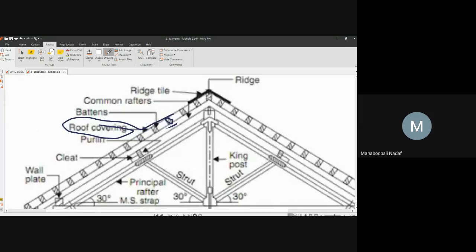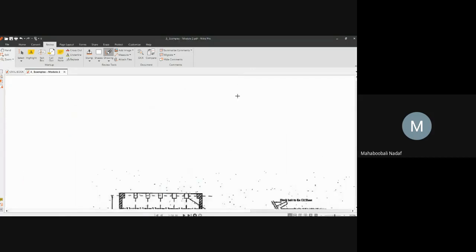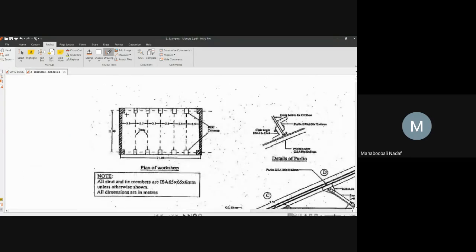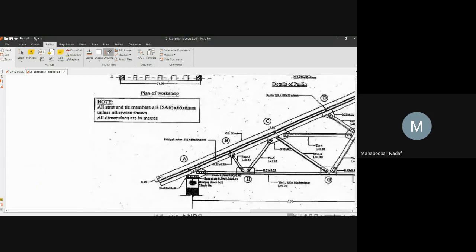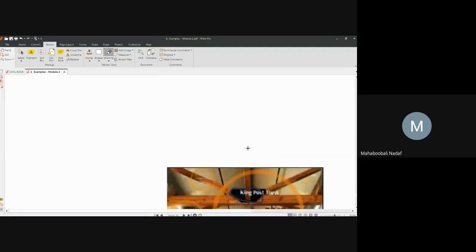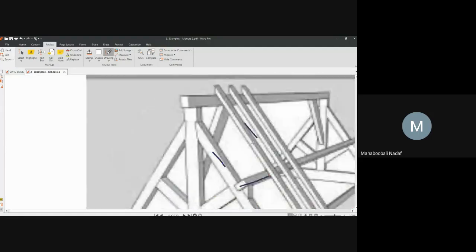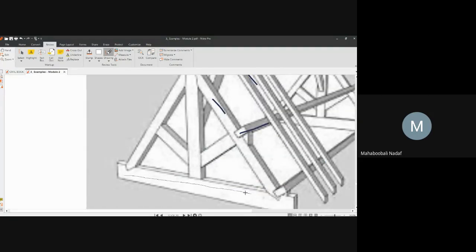So, this problem we are discussing. This is called the span, the horizontal direction. In this direction, this distance is called the span of the truss.